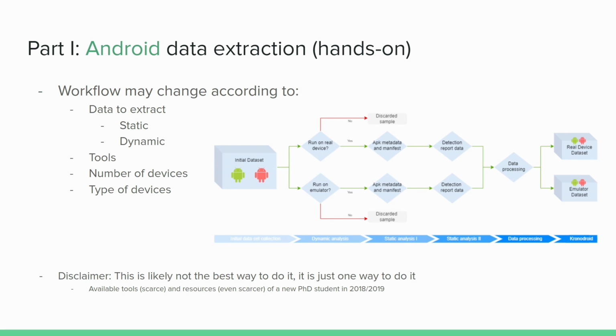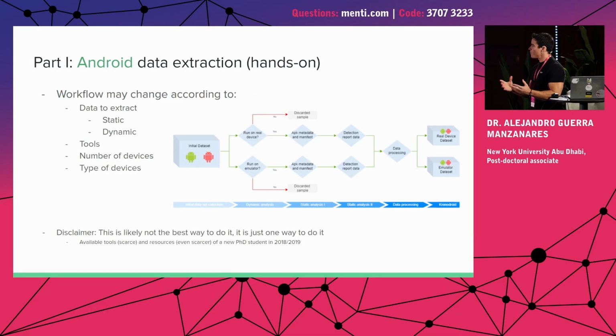As I wanted to have all static and dynamic data for both devices, it was important that the application could run on each device. So this means that the application had to be compatible with each architecture. So this was the initial point. If the application was not compatible, then it was discarded, and we proceed to the next one.